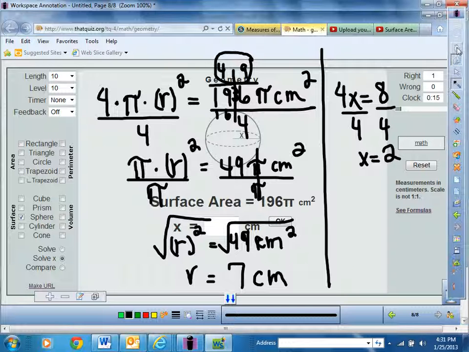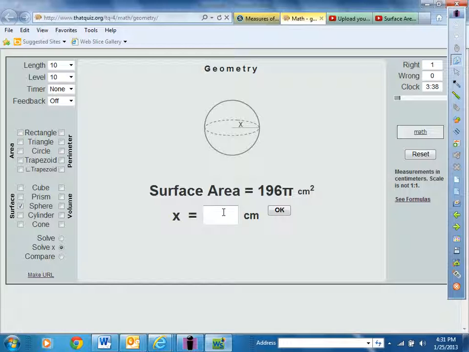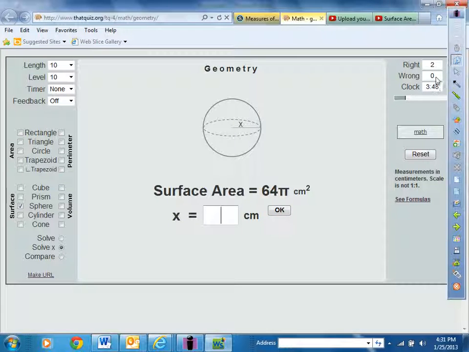So I'm going to mouse down. My answer is going to be 7. Now, of course, you can pause the video at that point if you want to look and see the work that was done. And that should get you on your way.